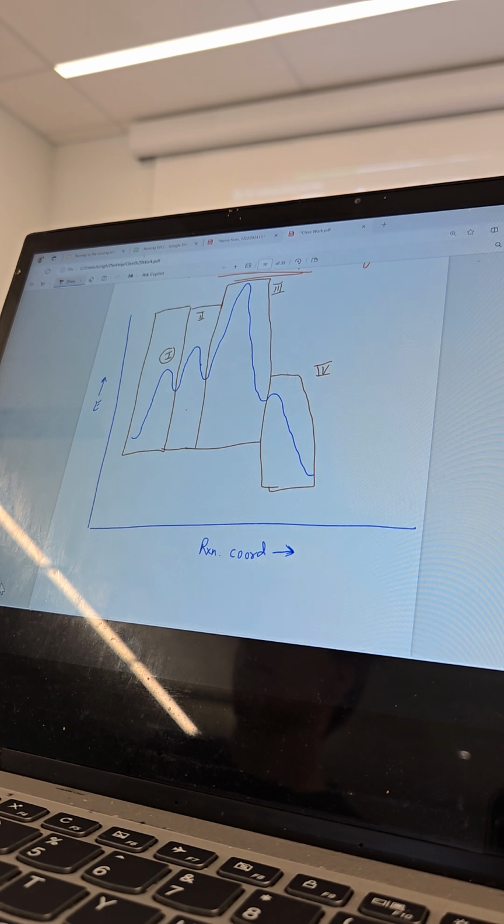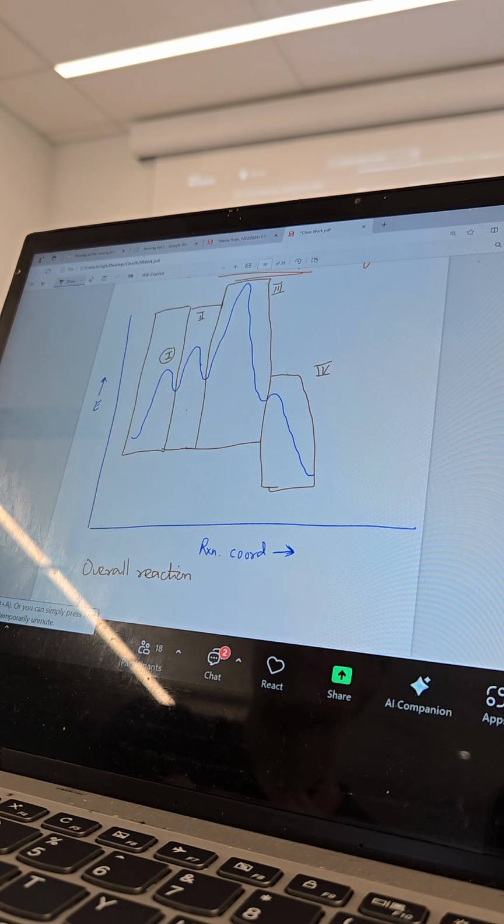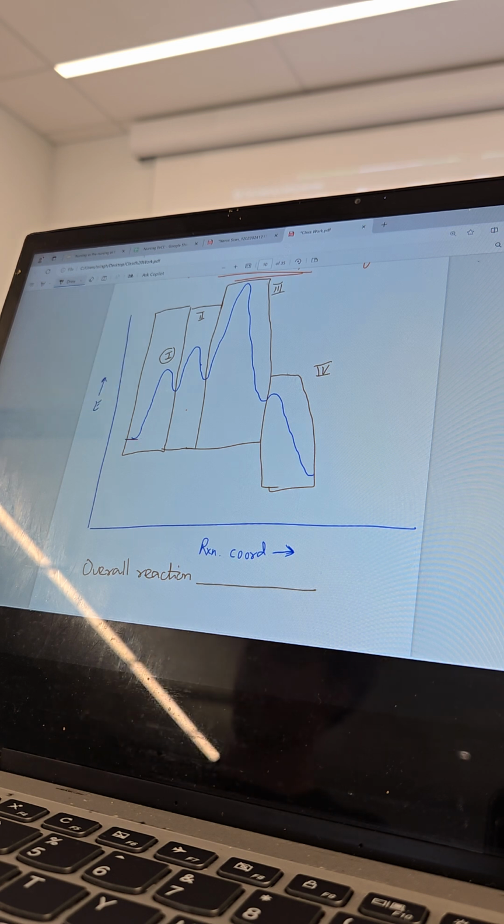Then the next question is, is the overall reaction exothermic or endothermic? Overall reaction. Exo? So what are you looking at? You're absolutely right. I'm looking at the beginning of the first step and the end of the last step, and we go down over time. Exactly. You're looking at the reactants compared to the products, and this is exothermic. Everybody okay?